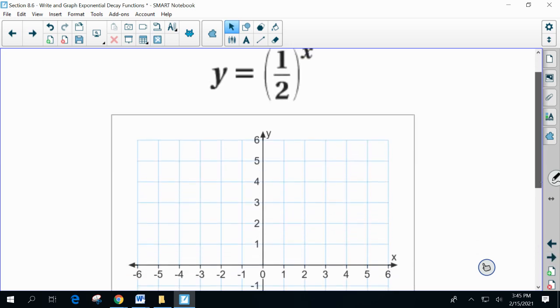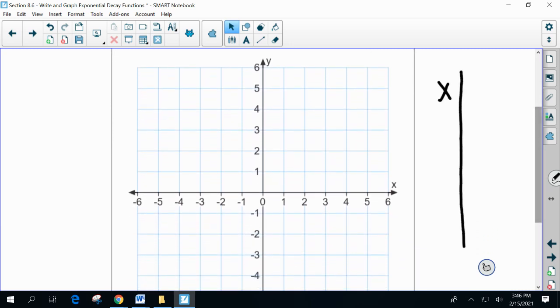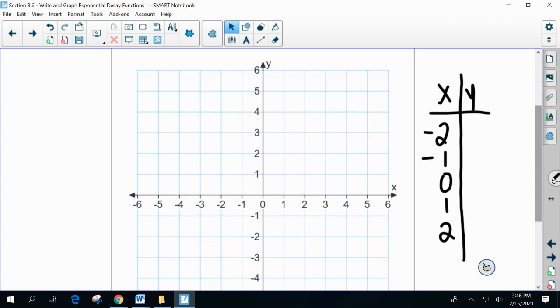So for the first one, y equals 1/2 to the x power. We're going to start using that XY chart that we used before: -2, -1, 0, 1, 2. And we're going to plug those numbers in. So 1/2 raised to the -2 power would equal 4. 1/2 raised to the -1 power would be 2. 1/2 raised to the 0 power is 1. 1/2 raised to the first power is 1/2. And 1/2 raised to the second power is 1/4. So then we're going to graph those numbers.